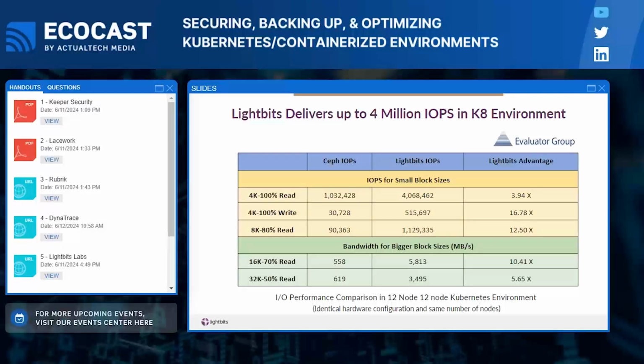So like 4K, 100% reads, 3.94, nearly 4 times the performance of those small block sizes. For writes, we're up to 16, nearly 17 times the performance of Ceph. And even in a kind of 80-20 environment with 8K, 12.5 times performance than the equivalent Ceph. And that's on a 12-node Kubernetes environment with identical hardware configuration on the Lightbits and the Ceph side. So same price for both infrastructures, but you get a whole lot more with Lightbits.